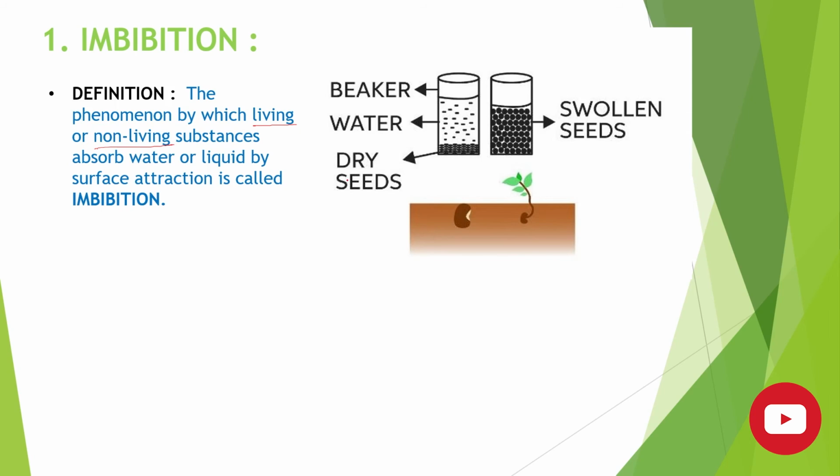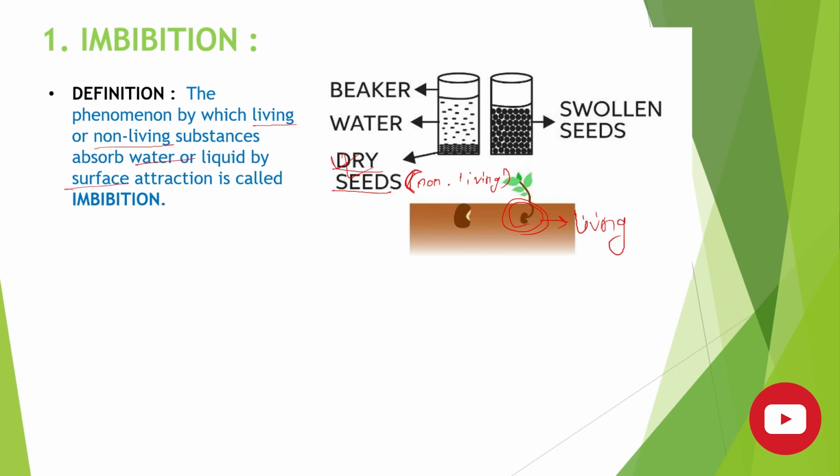See the example. Dry seeds are non-living because they have already completed their life cycle. They are dead seeds. On the other hand, this particular seedling is germinating. In the germinating state, this is living and this is non-living. So it is clear that both living and non-living substances can absorb water or liquid.